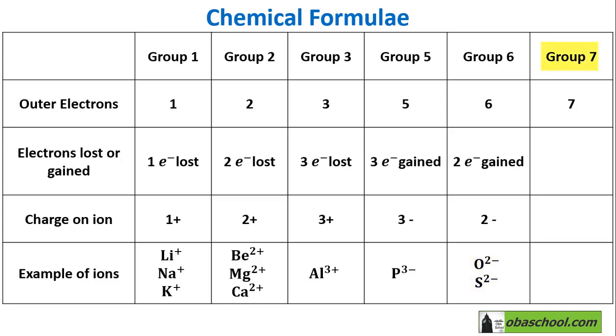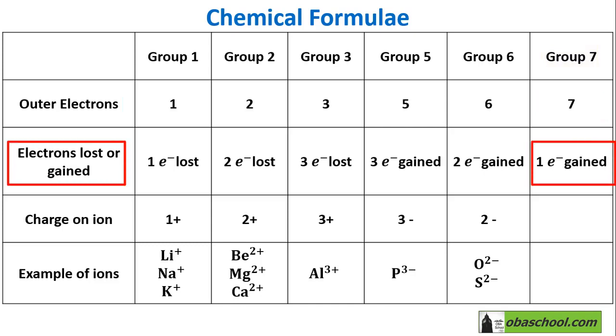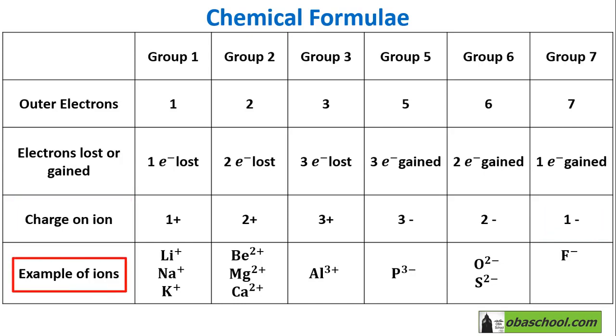Group 7 elements always have 7 electrons in their outer shell, and they gain 1 electron, and the charge carried by the ion when it's formed is 1-, and these are some examples of ions formed in group 7, F-, Cl-, and Br-.